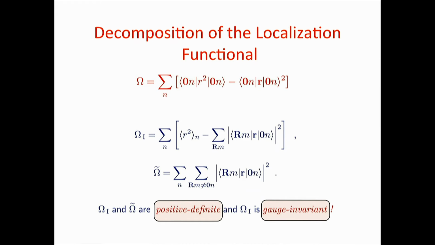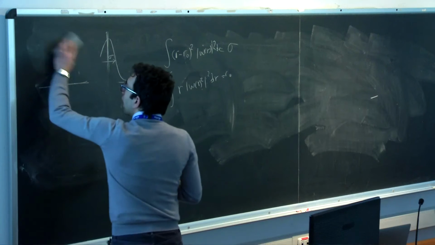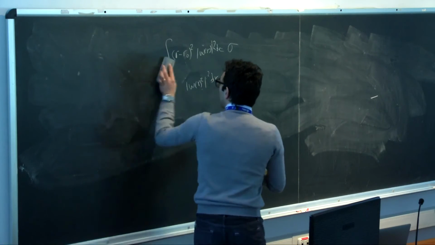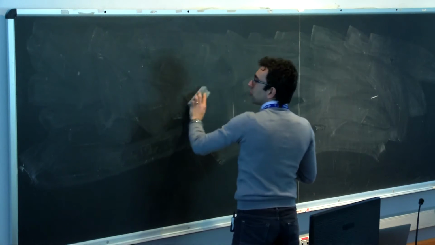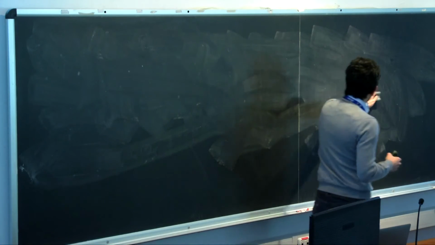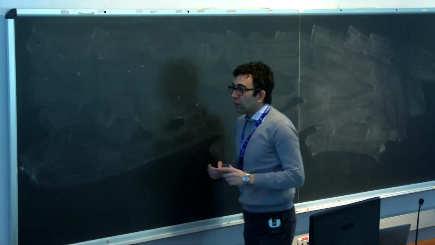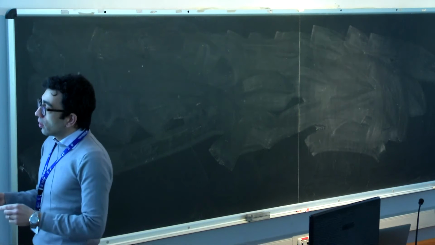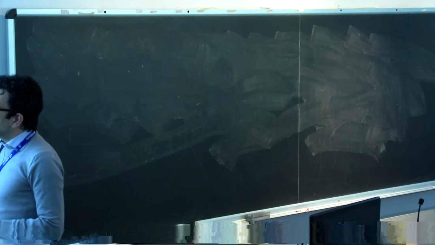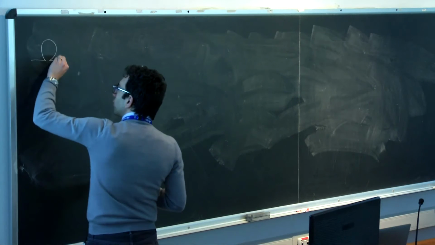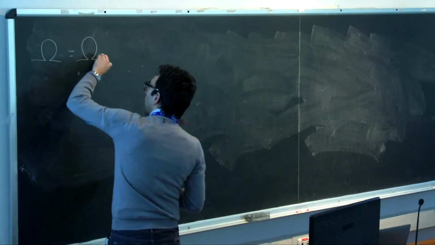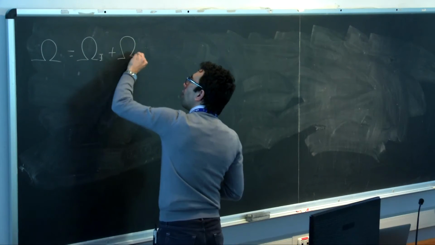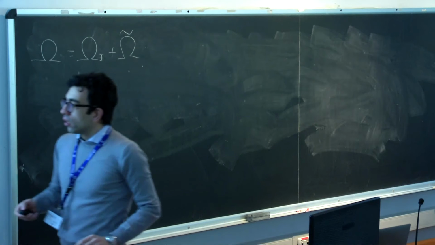Now, an interesting thing is that you can decompose this function, this spread, in two components, which are called omega I and omega tilde. And this is quite important because we'll see later, we can perform the minimization on each of these two parts independently. The idea is that you can write omega as a sum of omega I plus omega tilde, okay?